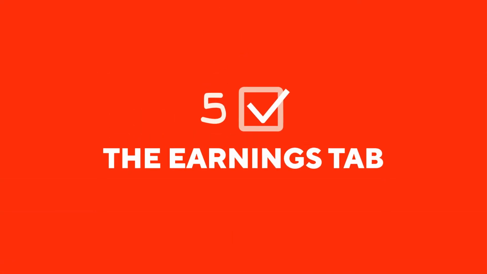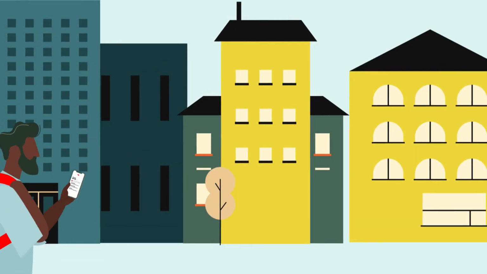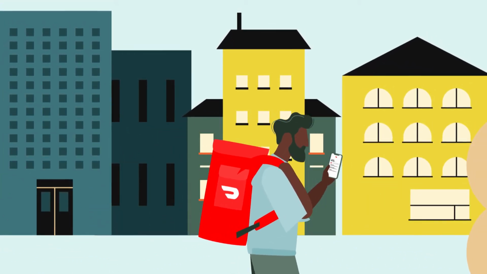Chapter 5. The Earnings tab. Tap Earnings to see a breakdown of your base pay, tips, and other rewards. You can also update payout methods here.